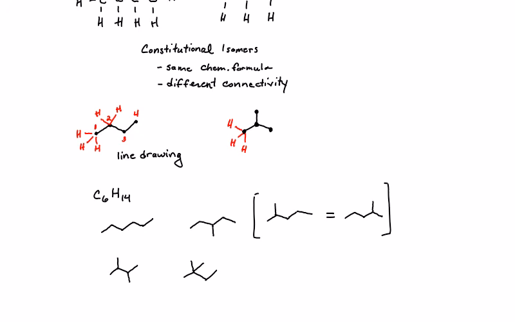Now here's the thing. How do we name these? We said that this guy right here is hexane, but this has the same chemical formula. This has the same chemical formula, as does this, as does this. We can't call them all hexane, because these are different molecules with different properties, different structures, and each compound has to have its own distinct name. And that's what we're going to look at in the next video.